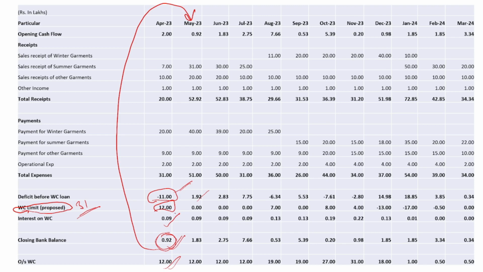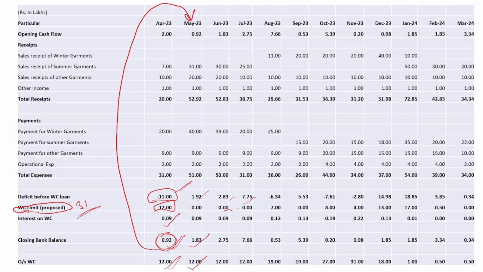Hence, we will not take further working capital in the month of May. Then the closing balance will be 1.83 after interest on working capital. In this month also, the outstanding limit will be the same, rupees 12 lakh only. Then this will be the opening balance of the next month, and accordingly it will go on. You can see in the months of June and July it is a surplus, not a deficit.